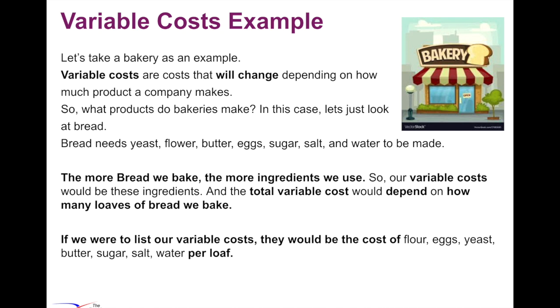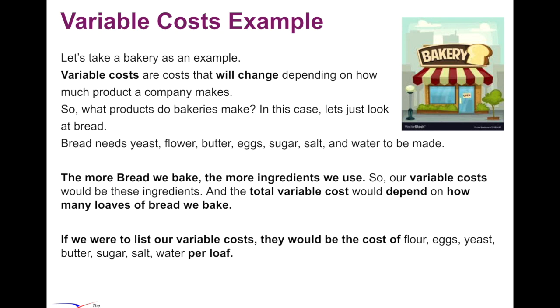So we're now going to look at variable costs specifically, and we're going to go through an example with them. Now, for our example, we're going to use a bakery. I know earlier I was talking about muffins, but we're going to change it up, talk about bread. Mainly because the picture of the bakery has a loaf of bread on it.